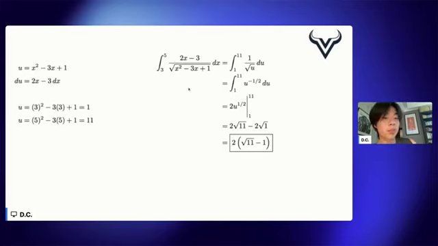So we replace this with du. So this will give us the integration from 1 to 11 of 1 over square root of u du. And then we do the simple integral. This should give you 2 times square root of 11 minus 1.